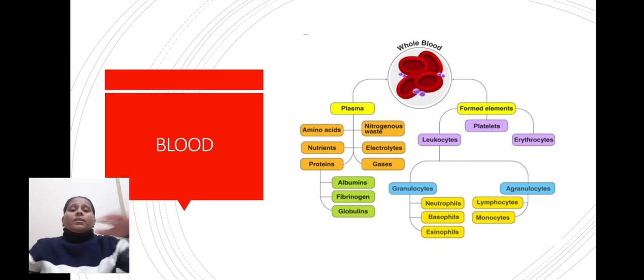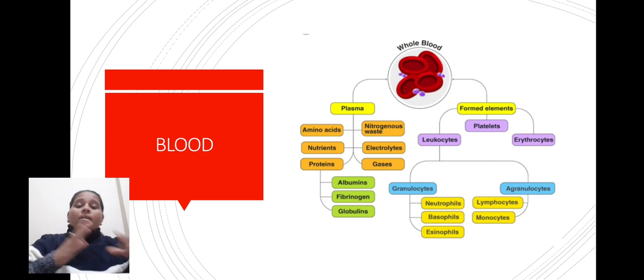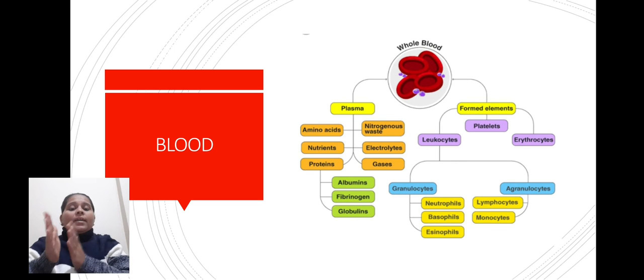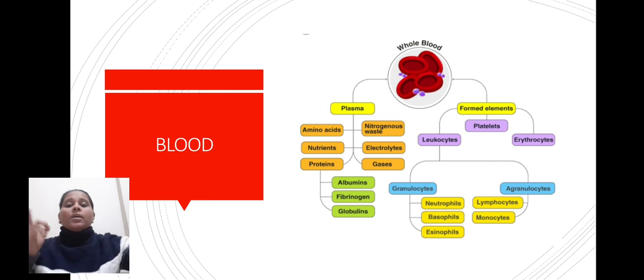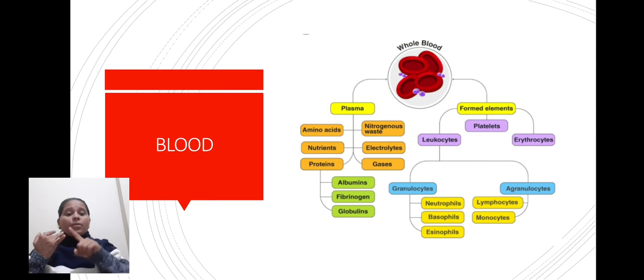There are five different types of white blood cells. They are divided according to granules into granulocytes and agranulocytes. Granulocytes have granules present and agranulocytes have granules absent. The granulocytes include eosinophil, basophil, and neutrophil.